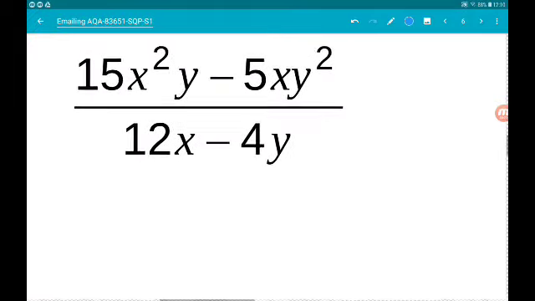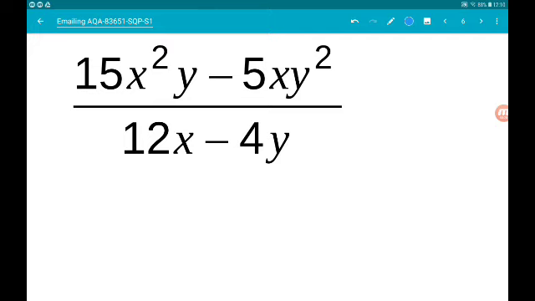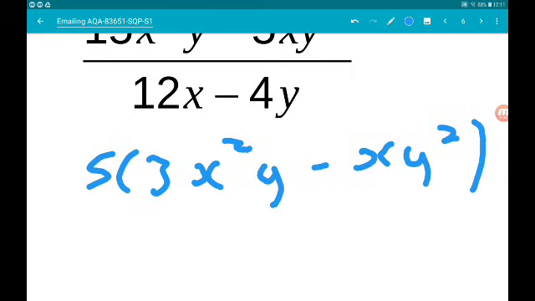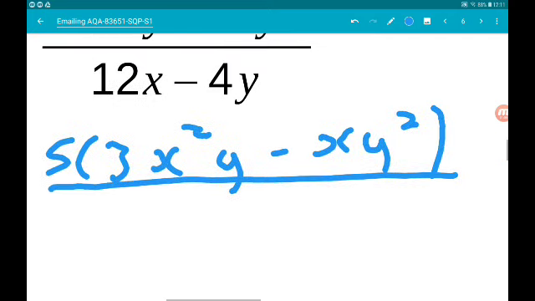So, up on top, we have a common factor of 5. So we can try the top as 5 lots of 3x squared y minus xy squared, and the bottom has a common factor of 4. So at the bottom we can try 4 lots of 3x minus y.